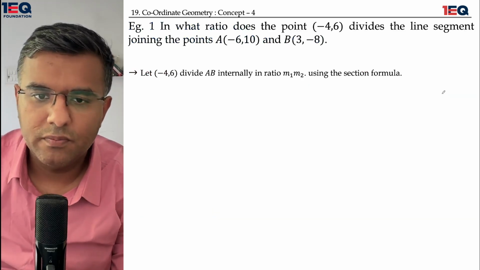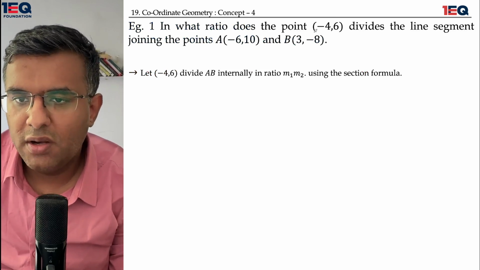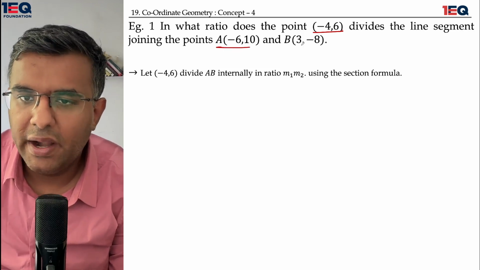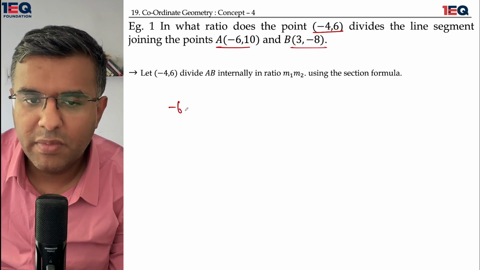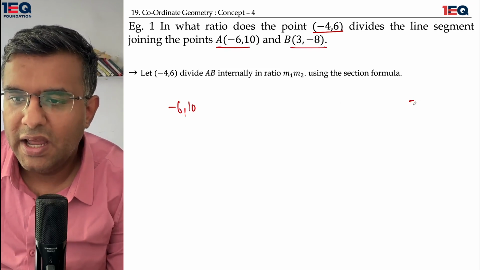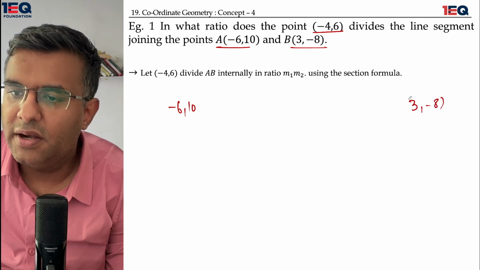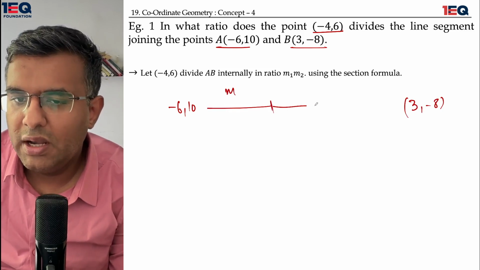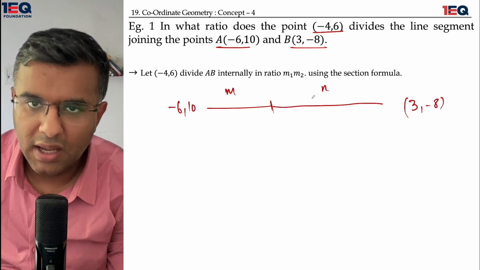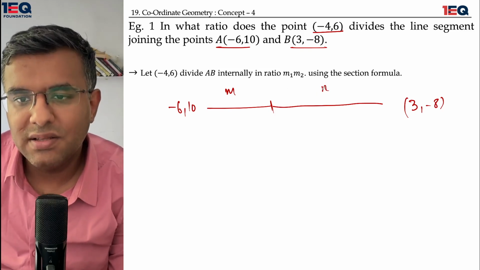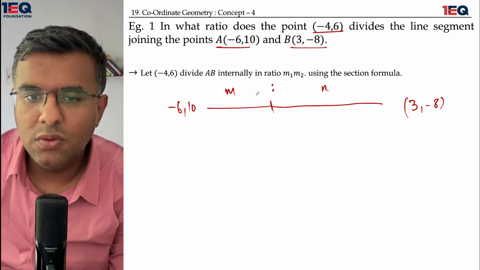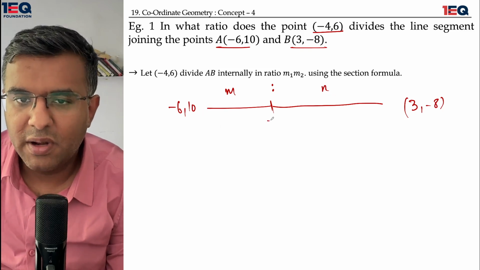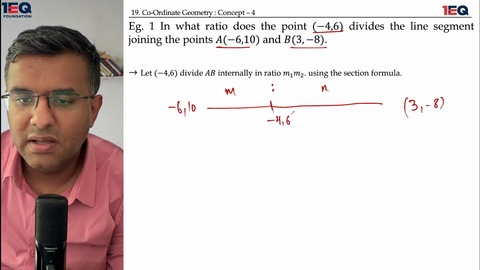Okay, I'll move on. In what ratio does the point -4, 6 divide the line segment joining points A and B? So I have -6, 10 at one end and 3, -8 at the other end. Now there is a point M and there is a point N, so there is a ratio M to N. M is to N is the ratio in which the line is being divided by the point -4, 6.